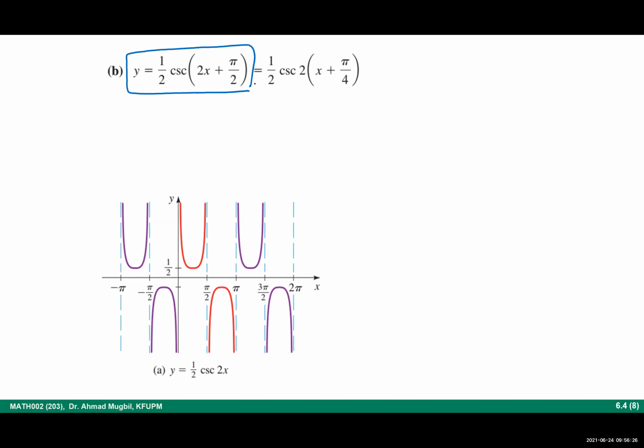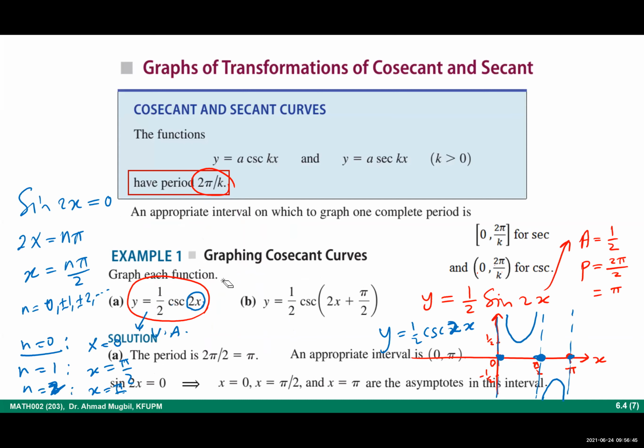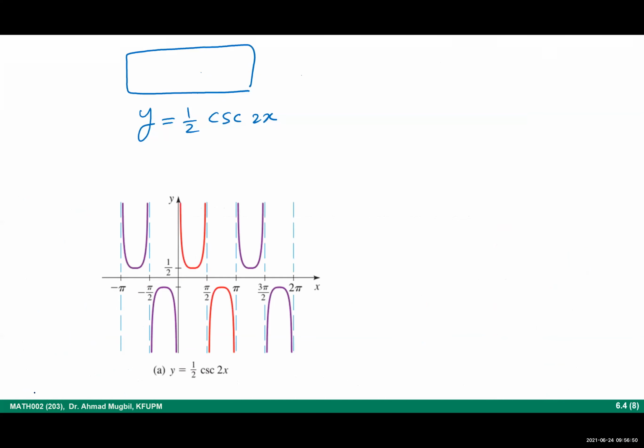To sketch the graph of this function, it is better to write it in the standard form, k times x minus b. So you will take 2 as a common factor, and here we are. Now, ya Shabab, it is very practical to compare this graph with this. The one that we sketched here was a half of cosecant 2x. This one is the same as that one, but shifted. What is the amount of shifting? Pi over 4, to the right or to the left?